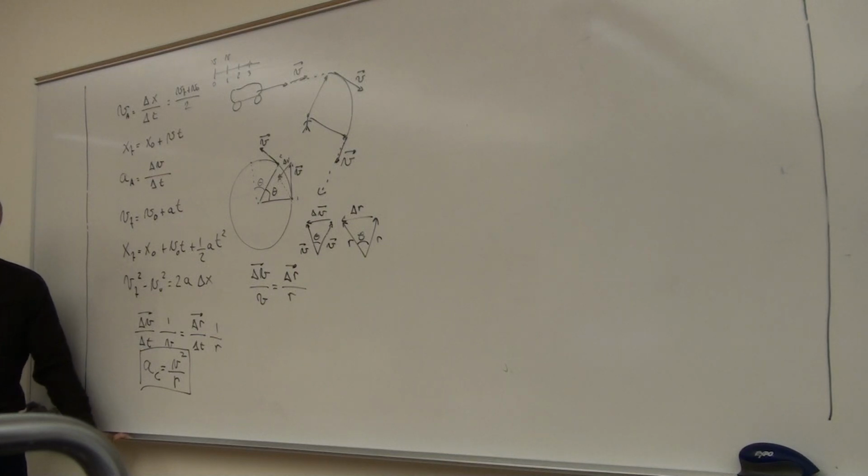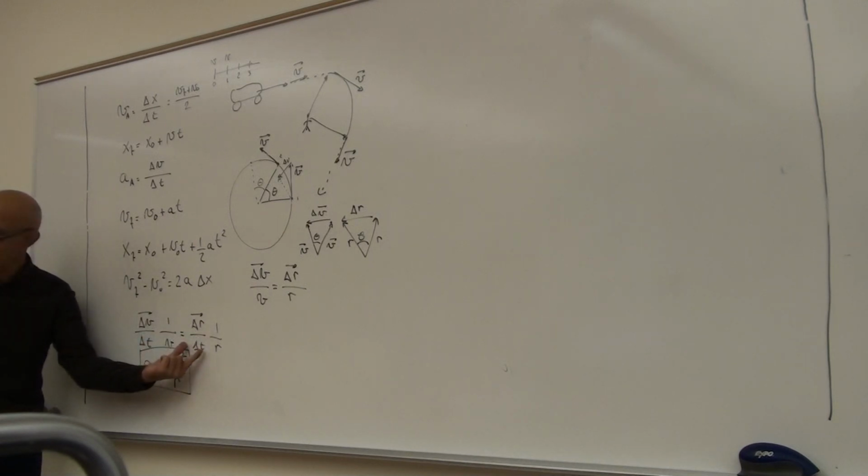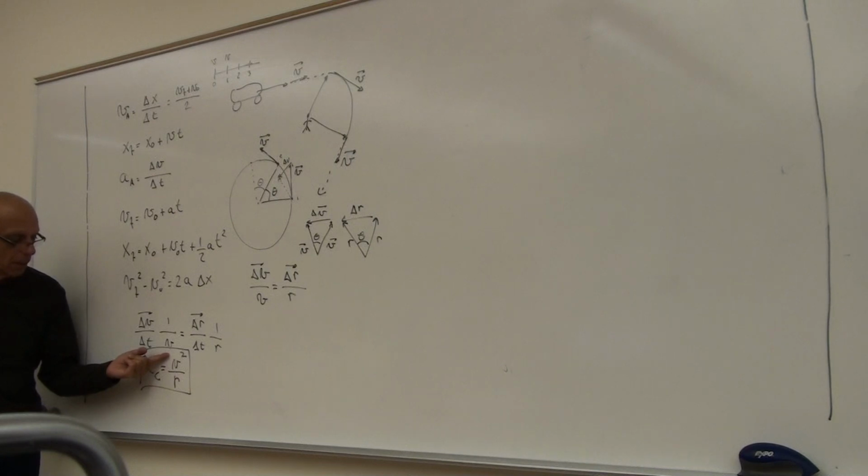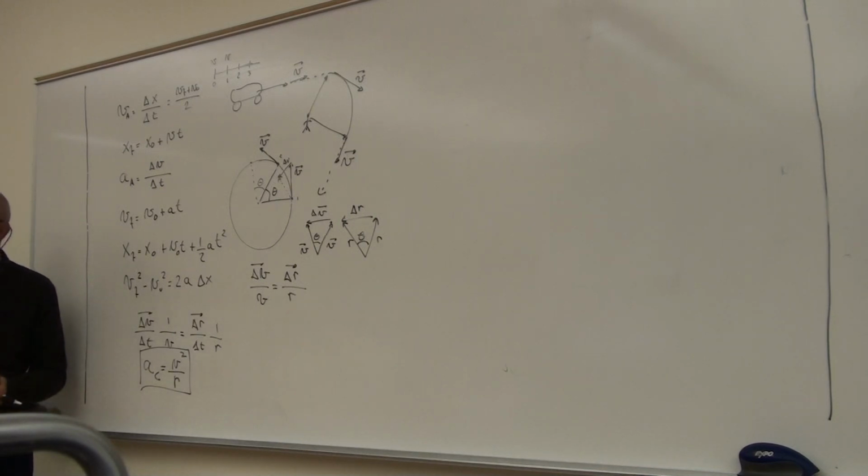Is that okay? So here I have centripetal acceleration. This is V over R, and I have another V here. I move this V to the other side. I multiply V on both sides to get rid of it, and then I'm going to have V squared over R. So this is now my centripetal acceleration.